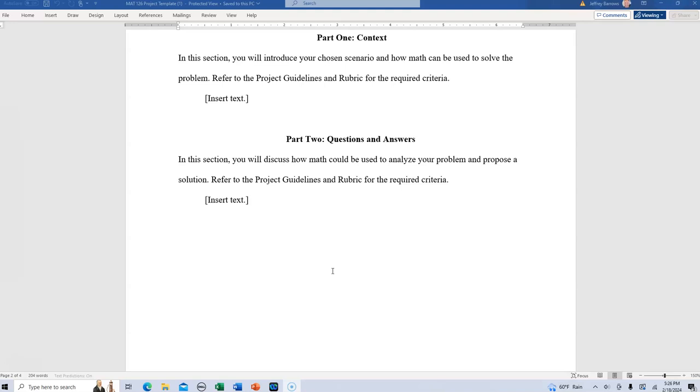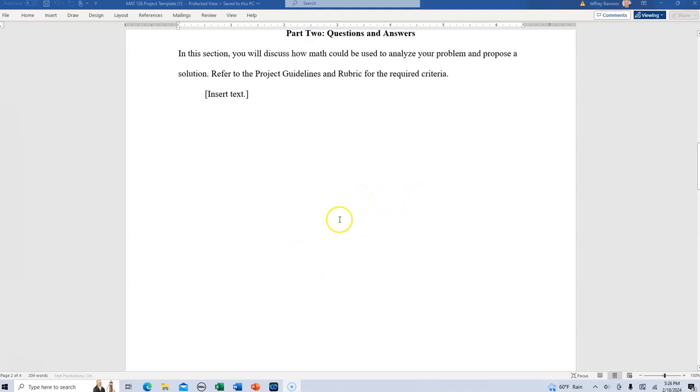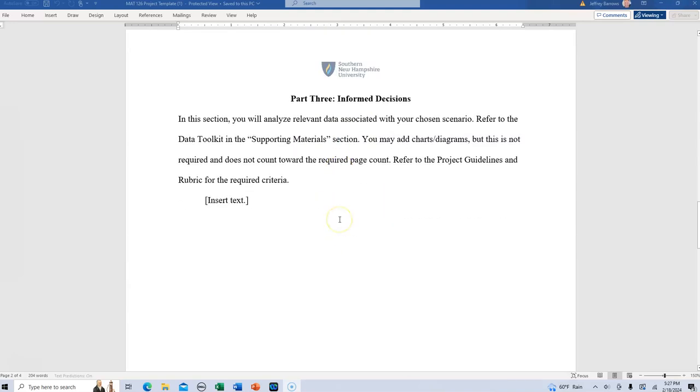Just make sure that it is presented in APA format and it is referenced accordingly. And so that is, again, kind of at the heart of what we would expect to see here in part two. Part three, you will analyze relevant data associated with your chosen scenario.